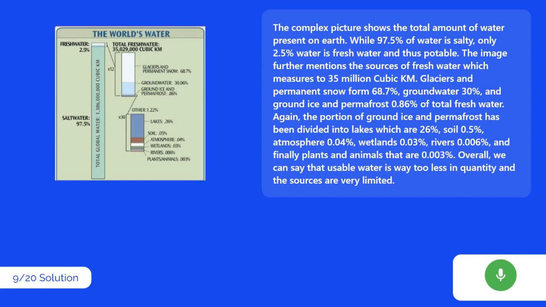Again, the portion of ground ice and permafrost has been divided into lakes, which are 26%, soil 0.5%, atmosphere 0.04%, wetlands 0.03%, rivers 0.006%, and finally plants and animals that are 0.003%. Overall, we can say that usable water is way too less in quantity and the sources are very limited.